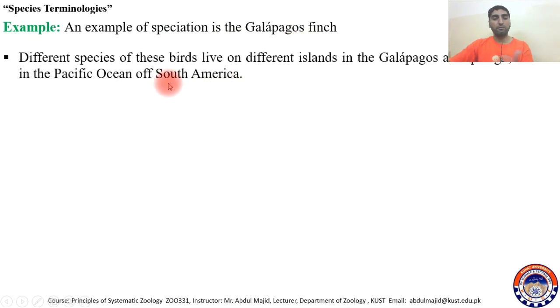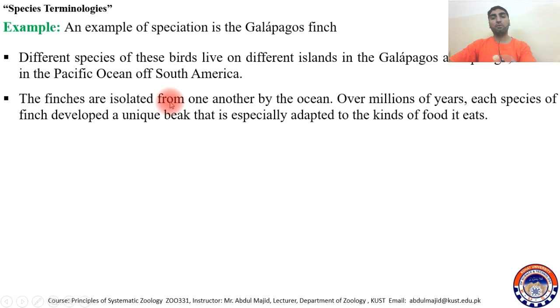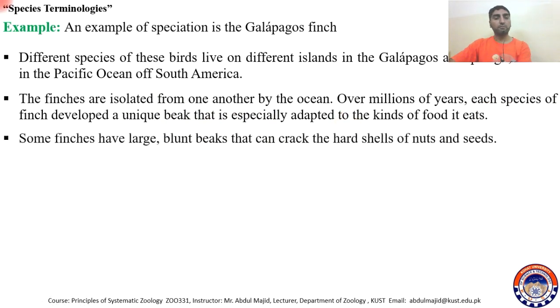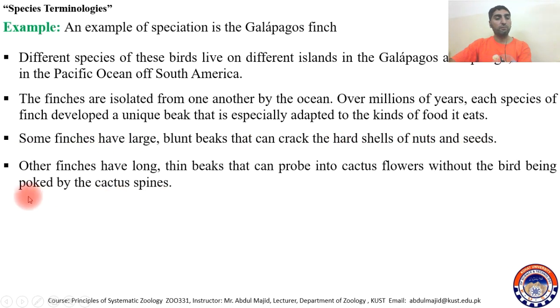We discussed the Galapagos finches as an example, and I will explain it again. Different species of these birds live on different islands in the Galapagos archipelago, located in the Pacific Ocean off South America. These finches were isolated from one another by the ocean, and over millions of years each species of finch developed a unique beak specially adapted to the kind of food in its environment. Some finches have large, blunt beaks that can crack the hard shells of nuts and seeds. Other finches have long, thin beaks to probe into cactus flowers without being poked by the cactus spines.